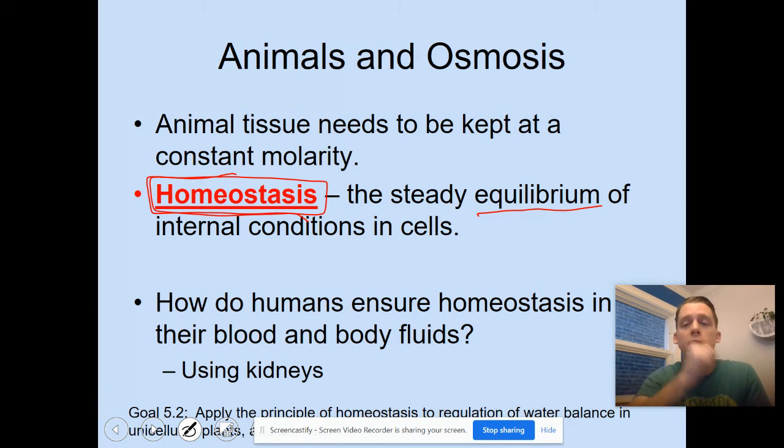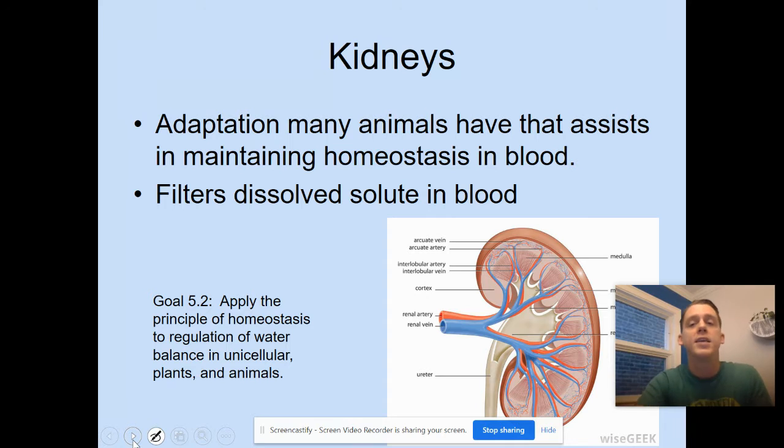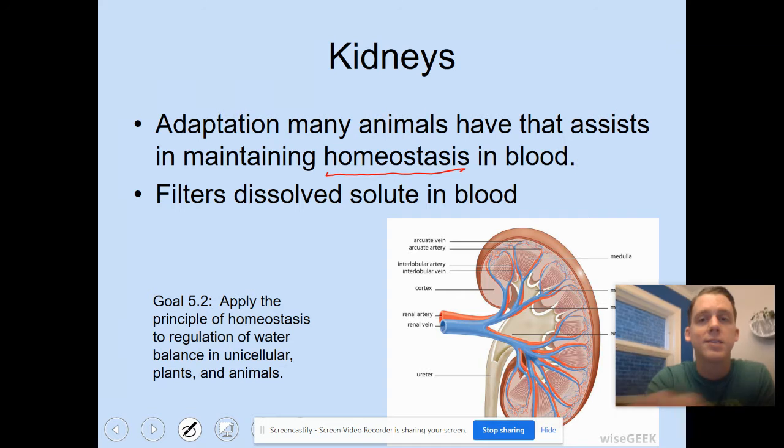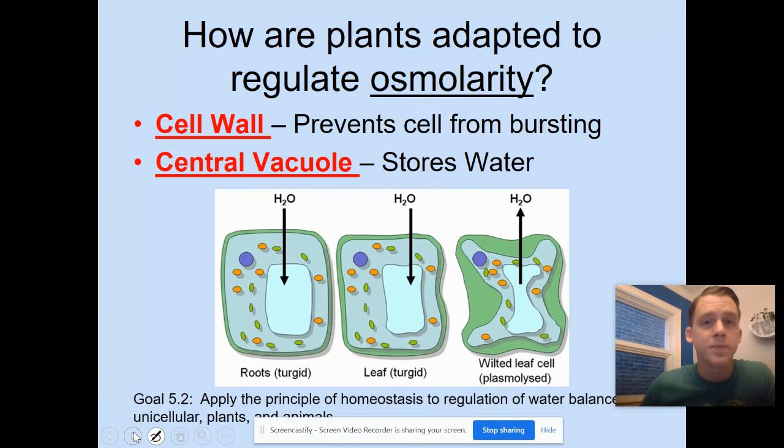So how can we make sure our cells never become hypertonic or hypotonic to their environment? Well, one of the ways that we do this is we use kidneys. Kidneys are an adaptation many animals have that assist in maintaining, there's that term again, homeostasis in the blood. So the kidneys help filter solute out of the blood, and they help keep our cells at that constant level. If you get too much sodium, if you don't have enough sodium, it helps to keep those levels constant. So that's one adaptation, your kidneys.